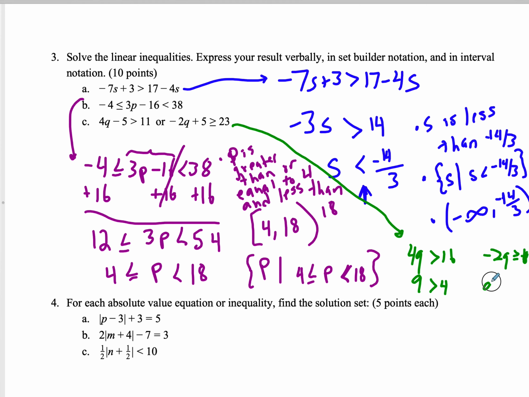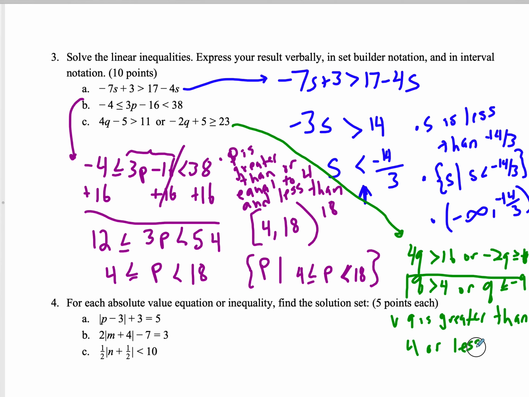18. So q is less than or equal to negative 9. But because there's an or, I think the one thing we're forgetting is to put that or in the end. Okay? Make that a q. So what we do, here's how I write it. So we're going to do the variable q is greater than 4 or less than or equal to -9.